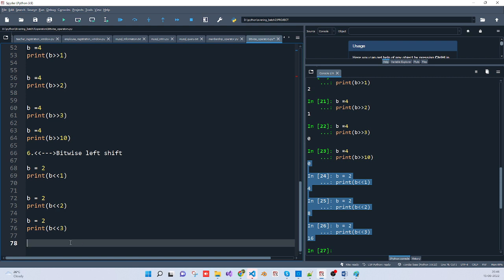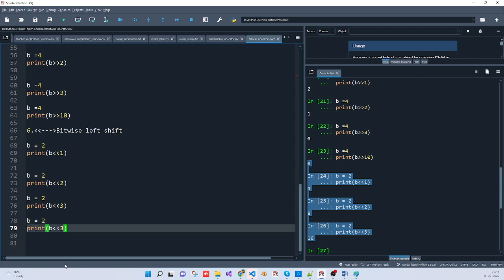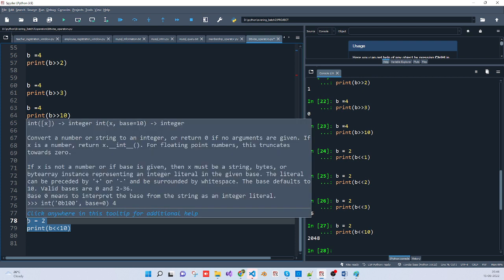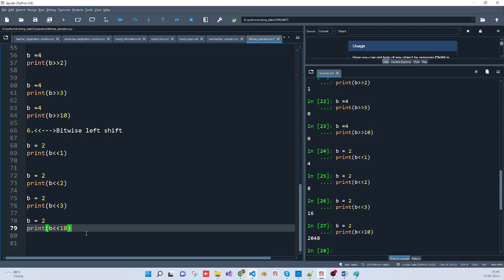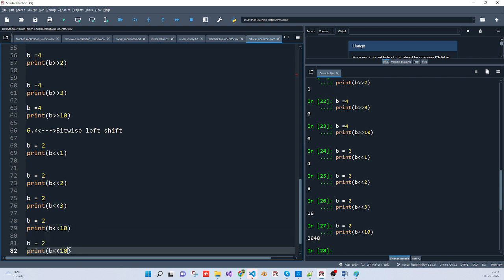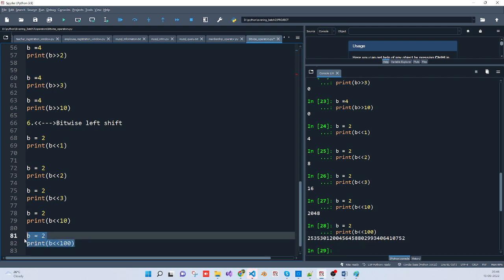If you are doing left shift 100 times, the number will change tremendously, guys. The number will increase more and more. Like 10 only I am taking. Now observe the output. If I am taking 100, see, you will get much bigger values.